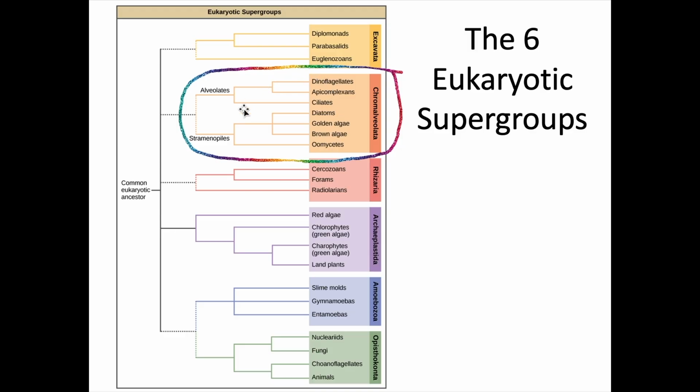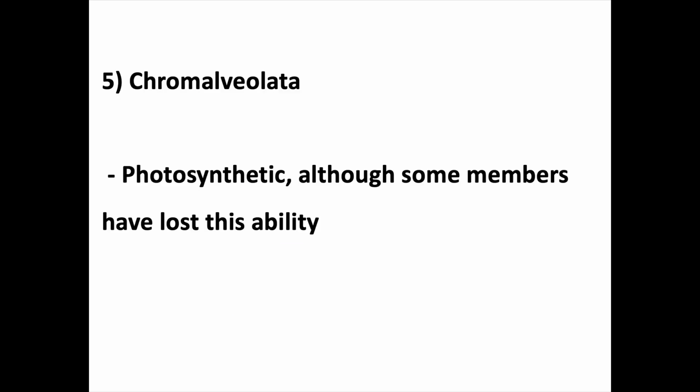So don't get too intimidated. Again, I may have a question or two about what's an alveolate or a stramenopile or things like that, but I would focus primarily on what's the deal of each of these individual groups. So, okay, Chromalveolata. What are we doing here?